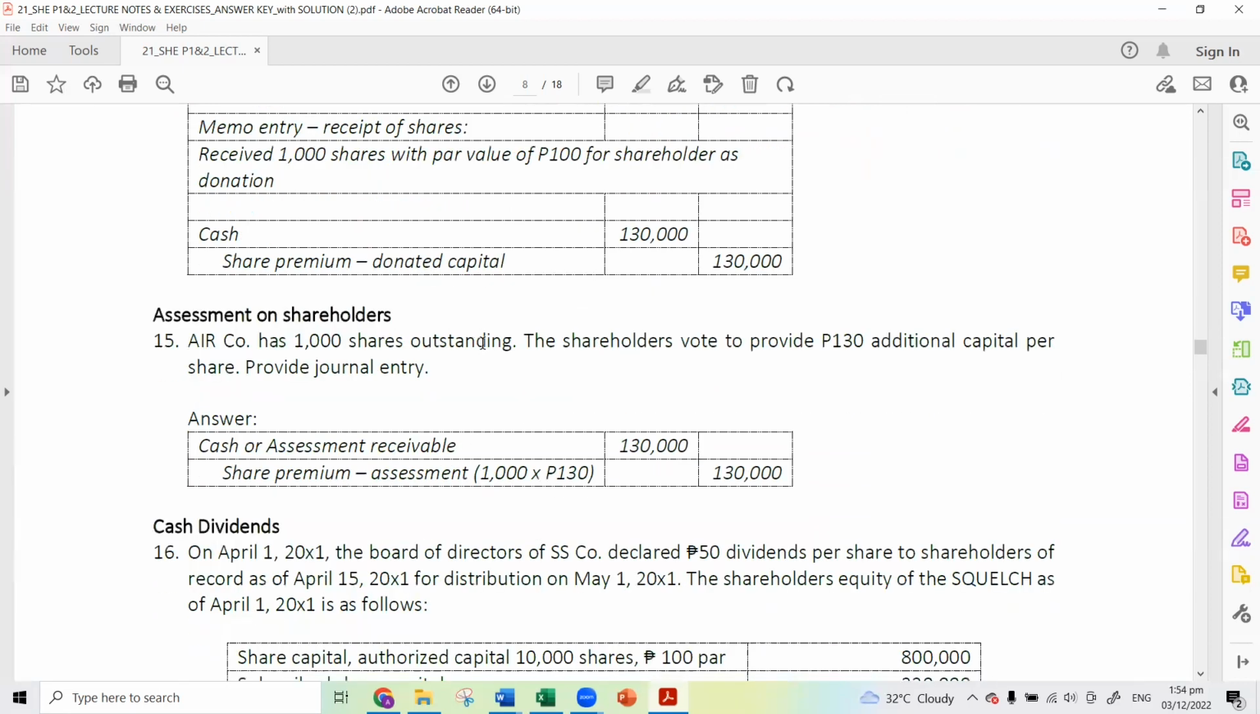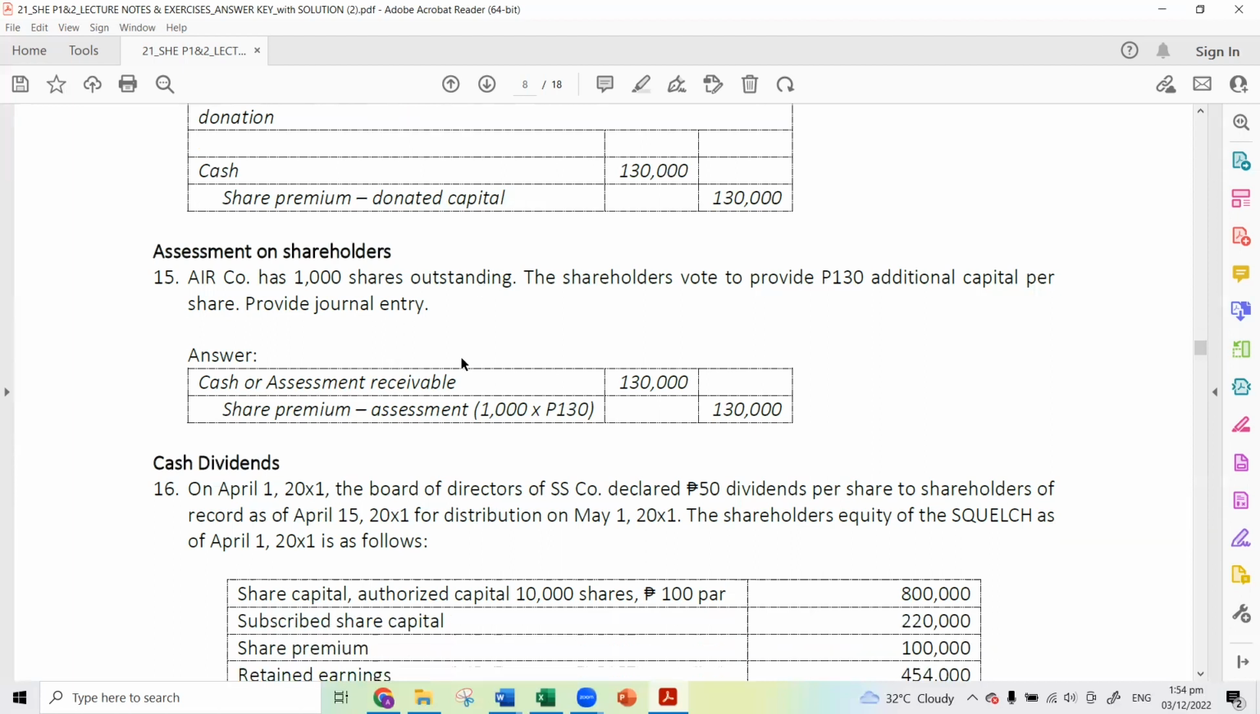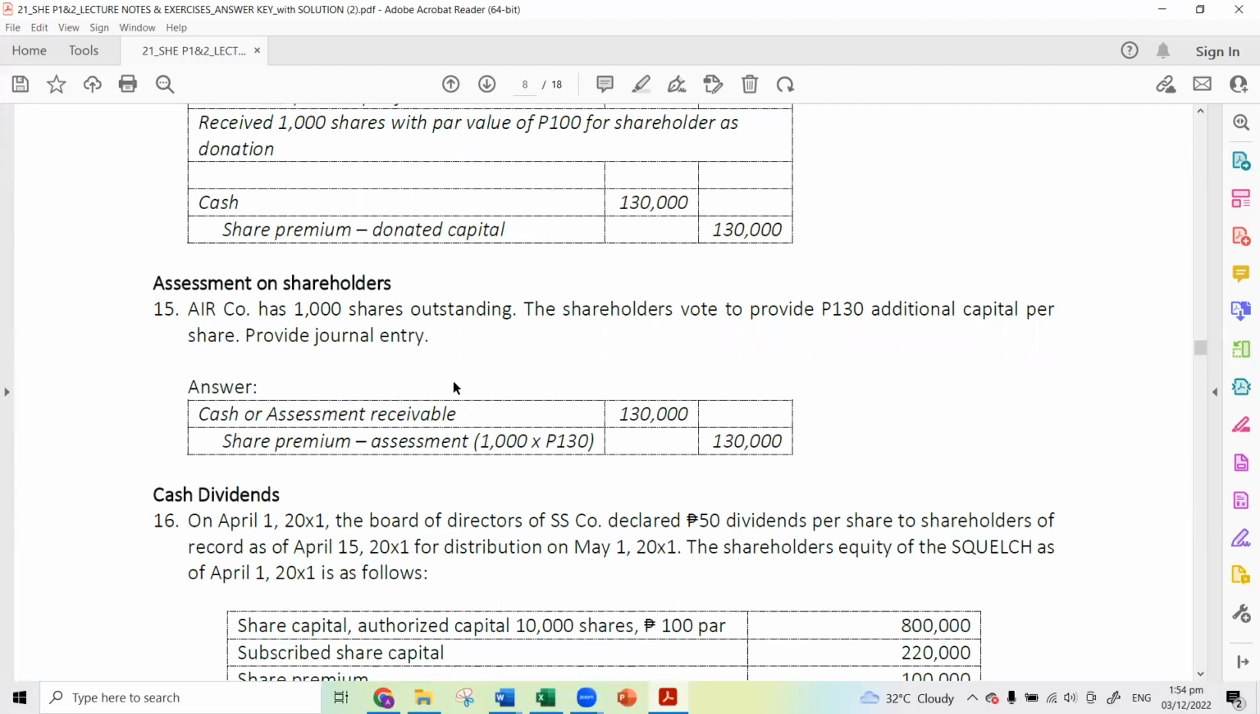Next, assessment on shareholders. No? So, the shareholders of a financially troubled corporation may vote to provide additional capital based on respective shareholdings. The assessment or the additional capital provided is credited to share premium. Yun lang naman ang sa assessment of shareholders. The shareholders of a financially troubled corporation may vote to provide additional capital based on respective shareholdings, and the assessment of additional capital provided is credited to share premium.